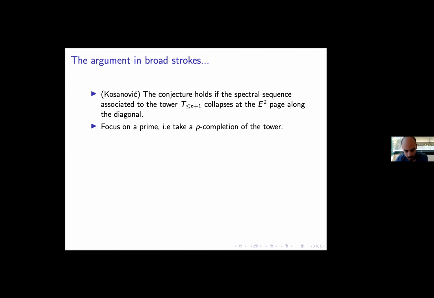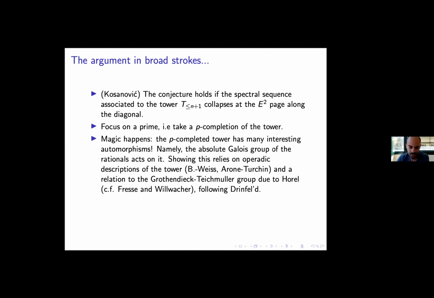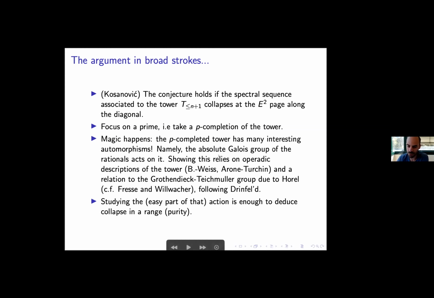So we look at the P-completion of the tower, and then something amazing happens: when you P-complete the tower, you get a lot of automorphisms. In fact, the absolute Galois group acts on the whole tower, and using all these automorphisms you get a lot of structure on the differentials. Just by the very easy part of this action, you can show that a lot of differentials collapse, and that's how you prove the theorem.